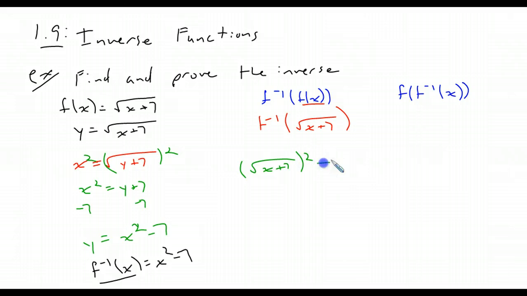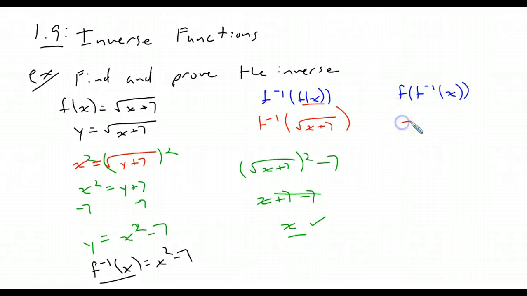So square root of x plus 7, squared, minus 7. When I square a square root, that just makes it go away. So x plus 7 minus 7. 7 minus 7 is 0, so I'm left with x. That side's good.